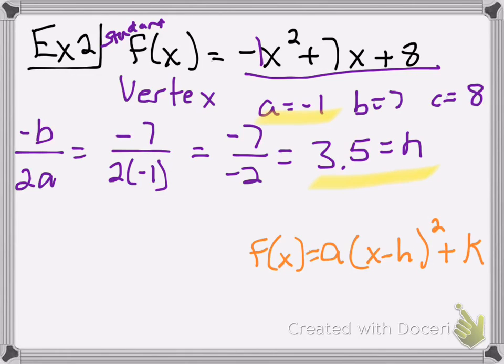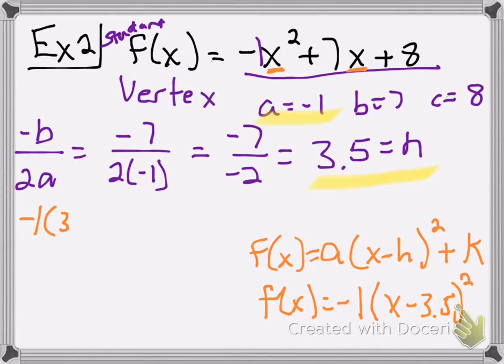Okay, now, I already got A, which is wonderful. It's negative 1, so I'm going to plug in negative 1 here. x minus 3.5 squared. Now, how do I find K? Well, I got to plug and chug H into the original function. So I'm going to plug 3.5 into every x in this equation. So I'll have that squared plus 7 times 3.5 plus 8.